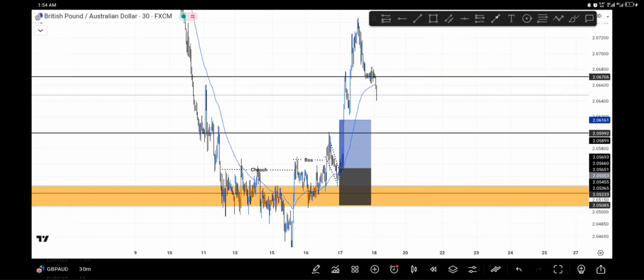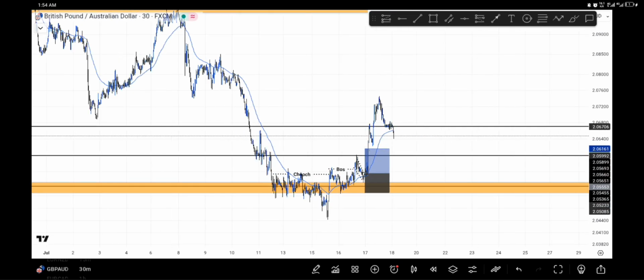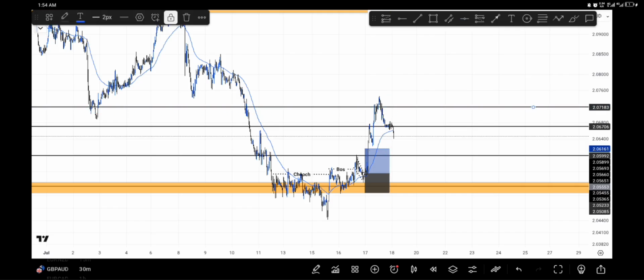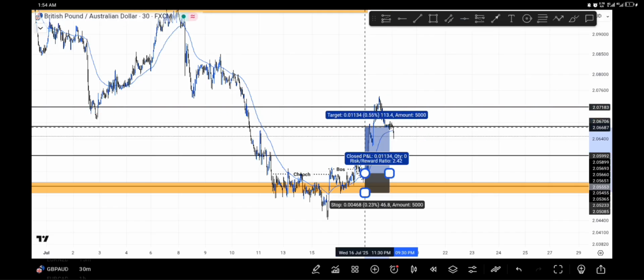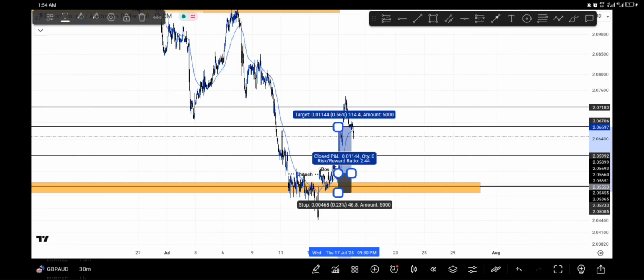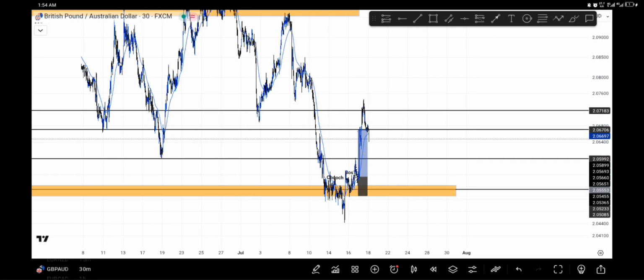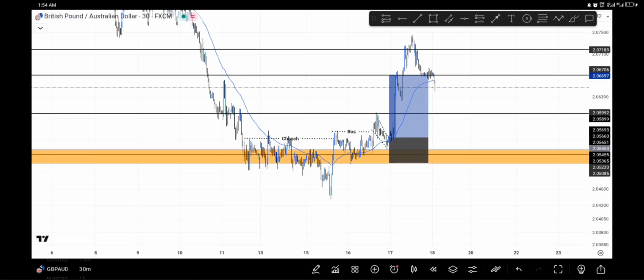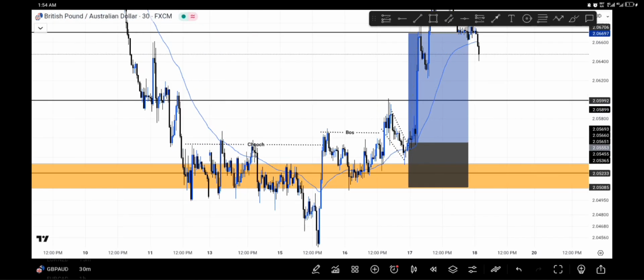Then my TP, I forgot to mark out a certain level at this point. At this level, so my TP should be around this level. That's almost 1:2, so 1:2 point something. So that was a good risk to reward, guys. So I believe this has been a great way to learn for you guys.